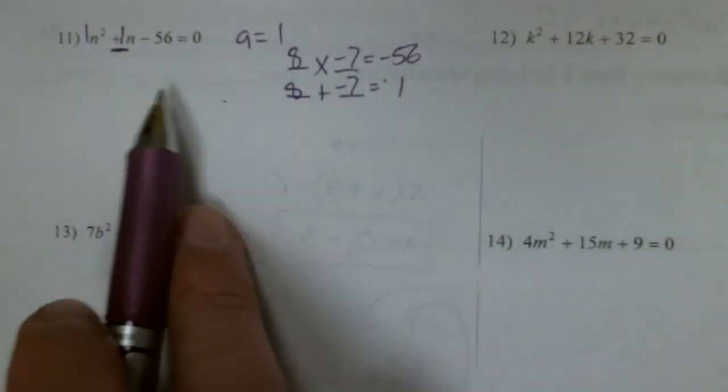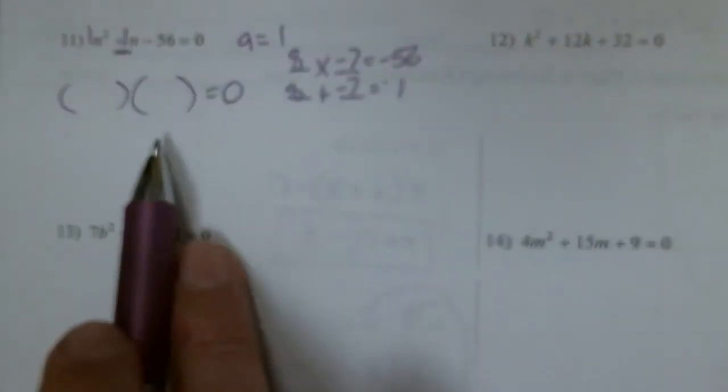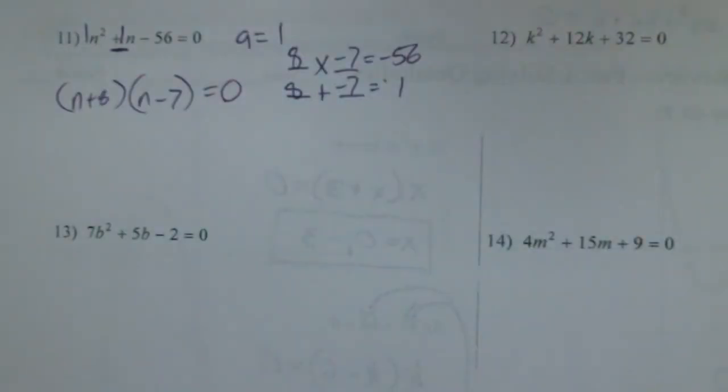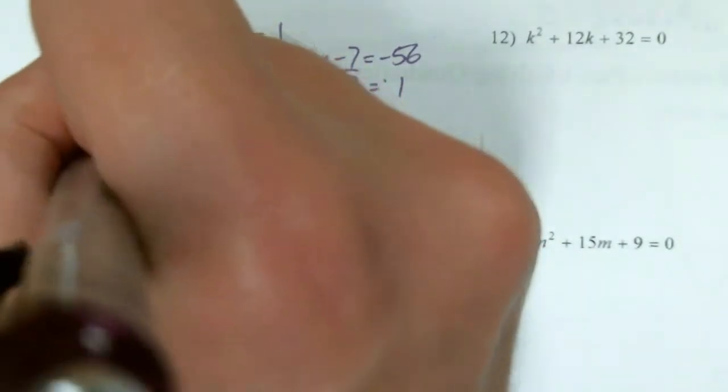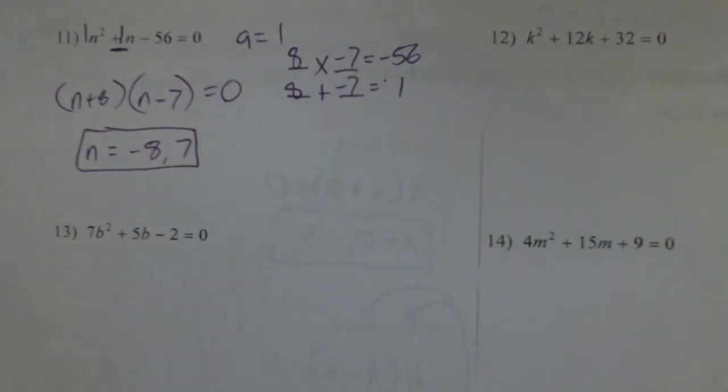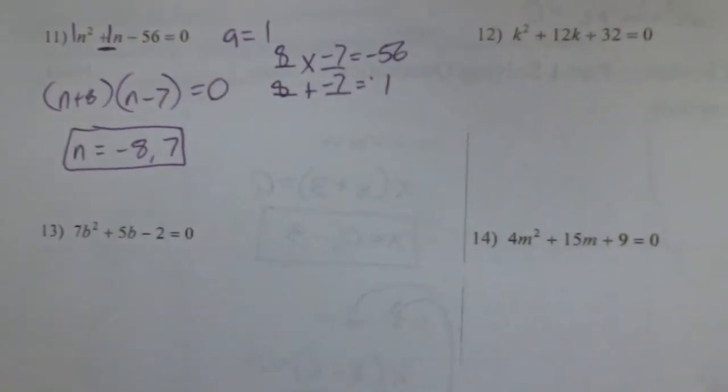Okay, so once again, there's no splitting, there's no curtain. When a is 1, just bam. Two binomials, stick those numbers in the binomials. We're using n, so it's n plus 8 and n minus 7. That's how it factors. And then we flippy flip. Flip the signs: -8, +7. I'll let you guys plug those back in to check.